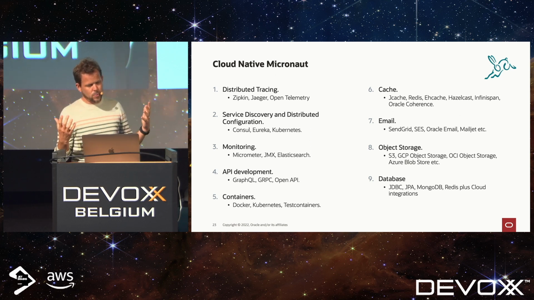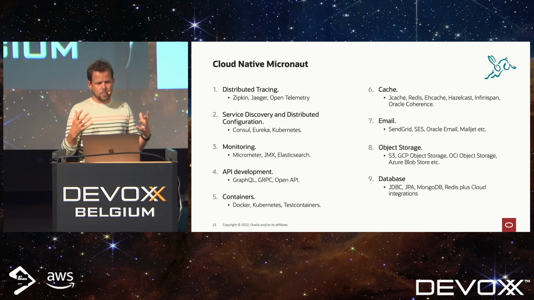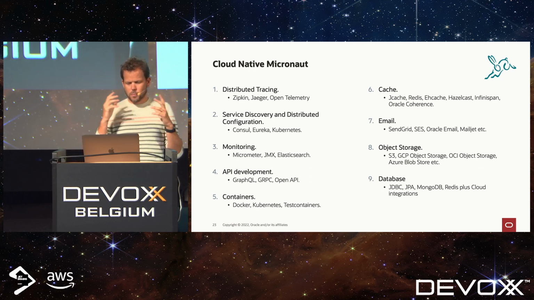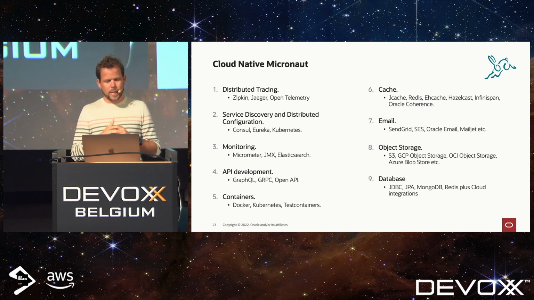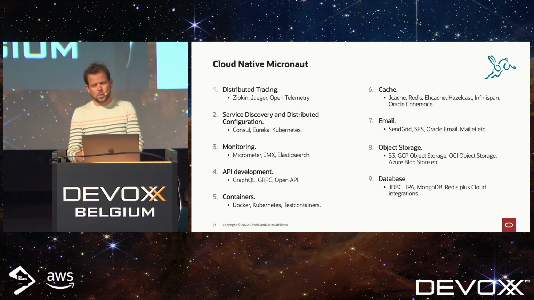Monitoring, right? This is where we get to observability. You can integrate it with Micronaut. We have full support for Micrometer so that you can export metrics from your application, and you can add additional observability via JMX if you need to, etc.